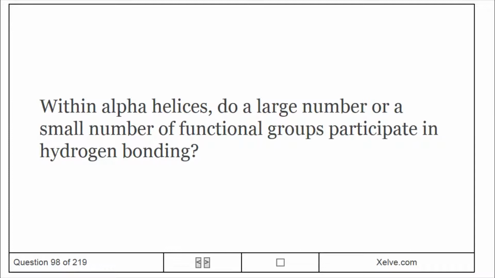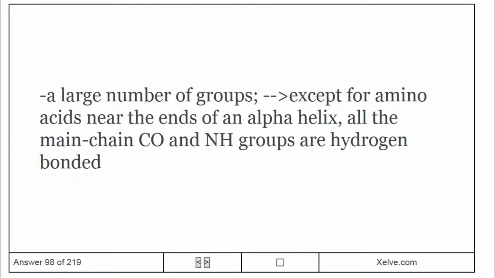With an alpha helix, do a large number or a small number of functional groups participate in hydrogen bonding? A large number of groups, except for amino acids near the ends of an alpha helix. All the main chain CO and NH groups are hydrogen bonded.